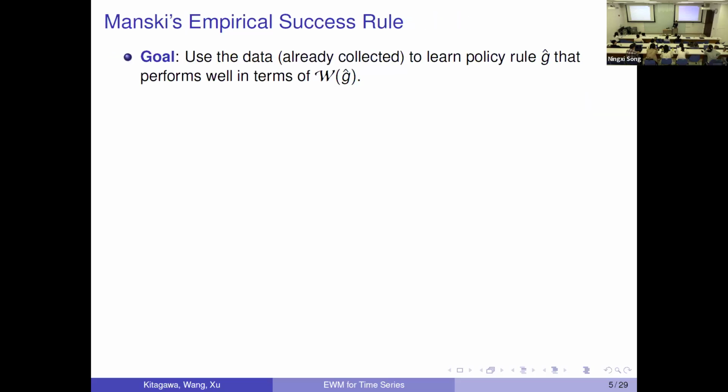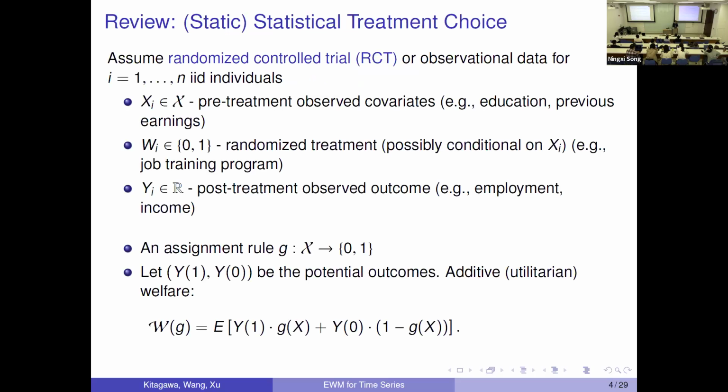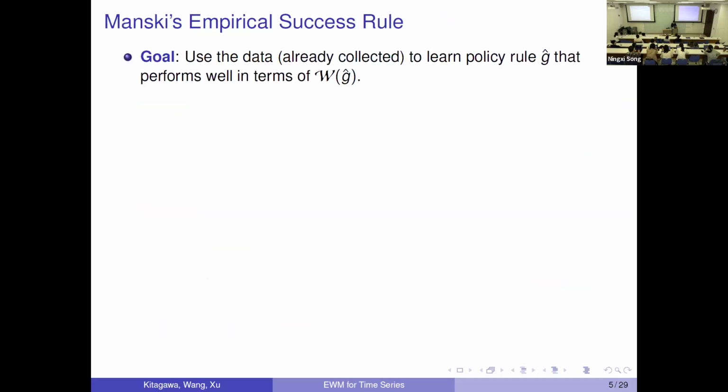Okay. So our goal is, of course, infeasible. First, this is the population expectation. We don't have all the data. The second thing is this is a classical problem in the causal inference literature. We cannot simultaneously observe Y1 and Y0, and therefore we have to somehow estimate some counterpart of that.